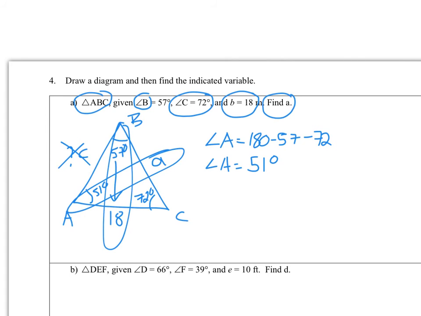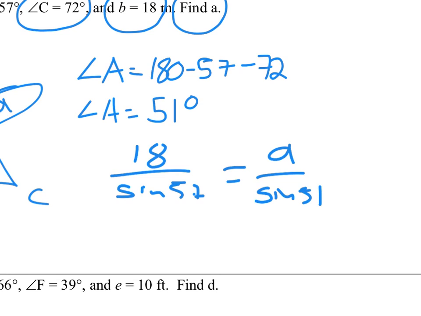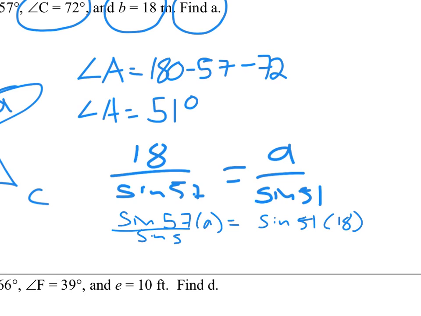So we'll set up our ratio: 18 over sine 57 equals A over sine 51. Cross multiply: sine 57 times A equals sine 51 times 18. What's our next step? Divide by sine 57.